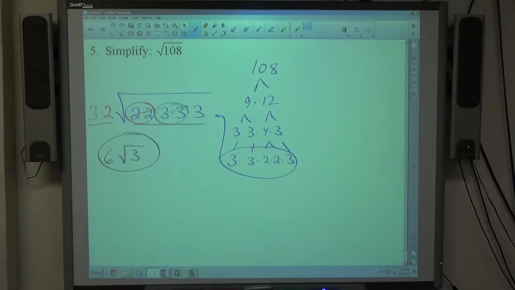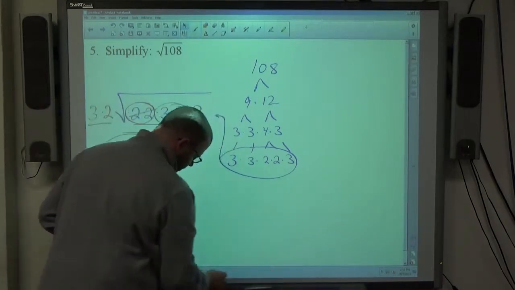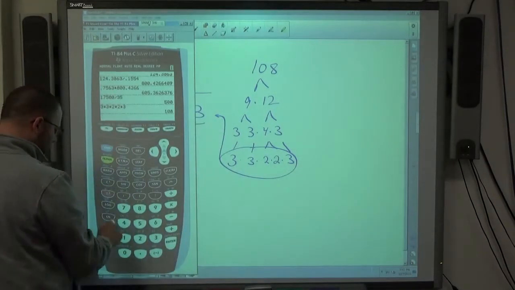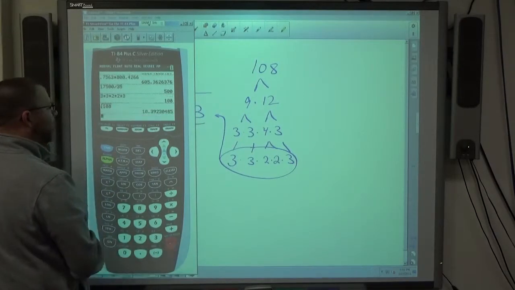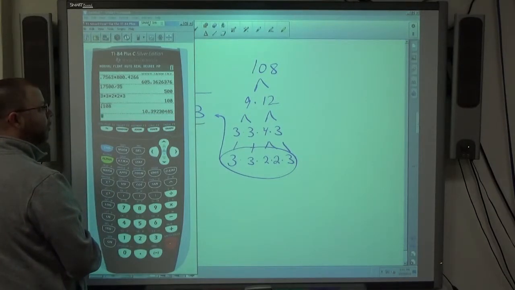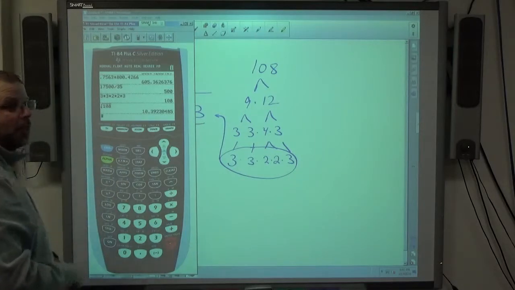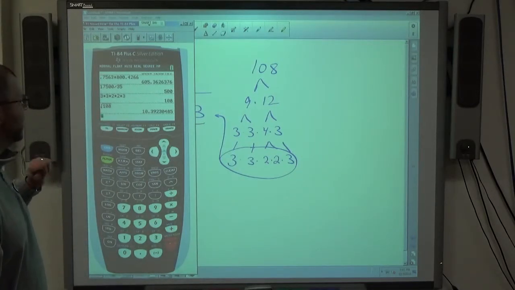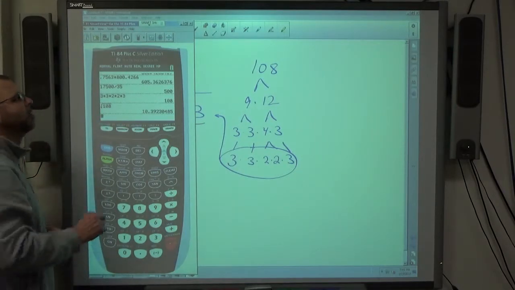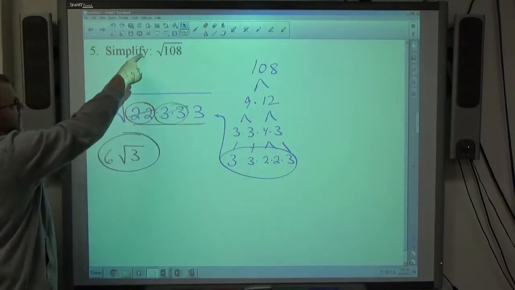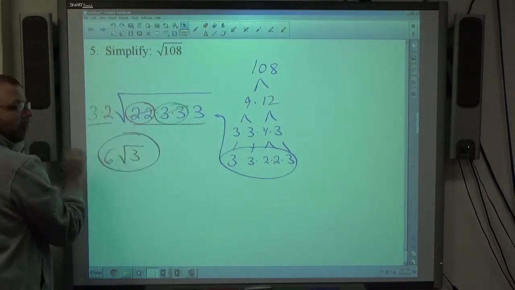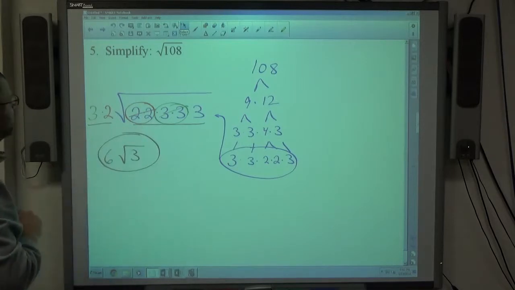That's the simplified form. If you type in your calculator, square root 108 equals, you get 10.3923045. You can go out 5,000 decimal places if you want to. That's wrong because it's not the simplified version, it's the approximate version. So be careful. When it says simplify, you see a radical, I'm looking for an answer looking like this. So do this technique here.